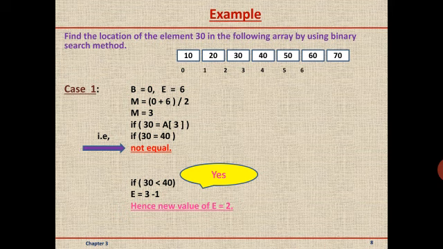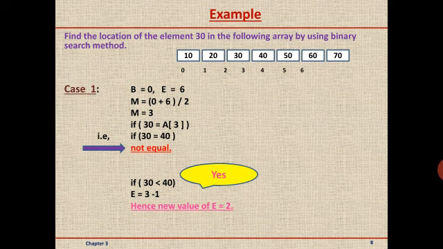Case 1. Let us solve this problem by using the steps. Initial value of B is 0 and E is equal to 6. E stands for upper bound, B stands for lower bound. M is the middle location. So 0 plus 6 upon 2 means we get the value as 3 here. Then we go to the next step of the algorithm.